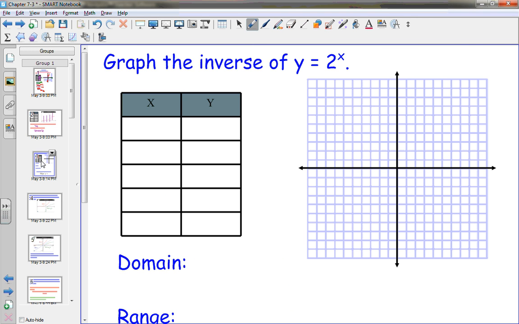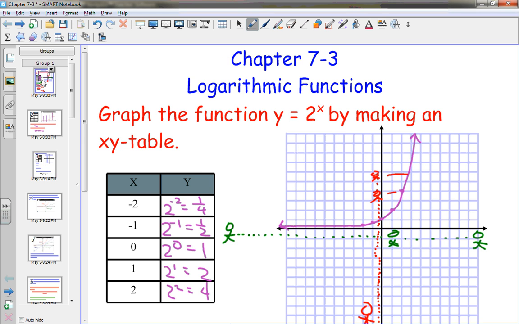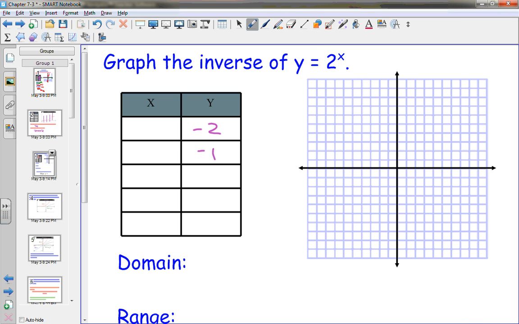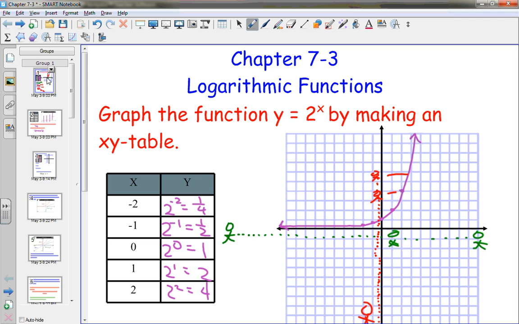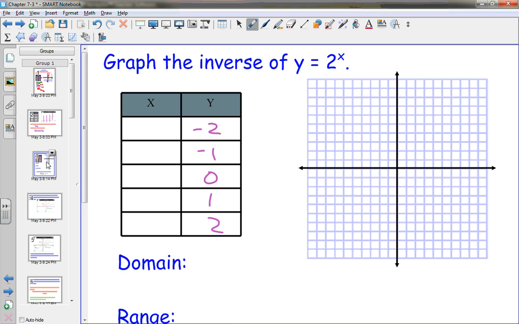Let's think about that a minute. If 2 to the x has an inverse, what does it mean to be an inverse? What happens to your xy table? It switches. They swap out. Excellent. So my x's up here were -2, -1, 0, 1, 2. So down here, they become my y. And my y values, which were 1/4, 1/2, 1, 2, 4, now become my x values: 1/4, 1/2, 1, 2, 4.